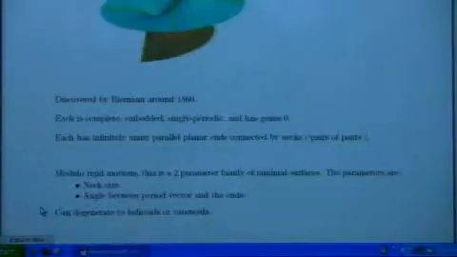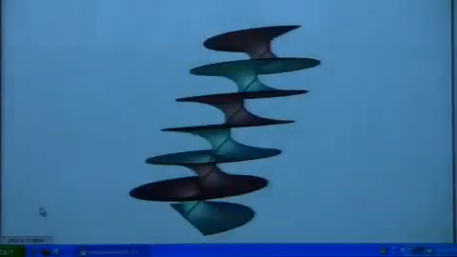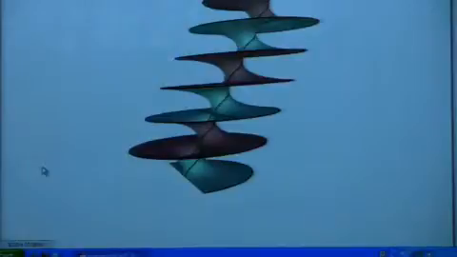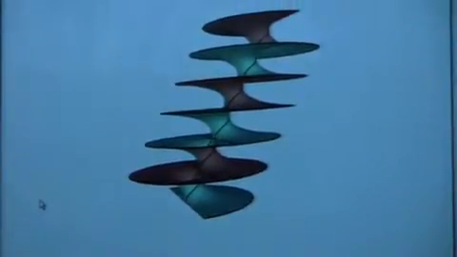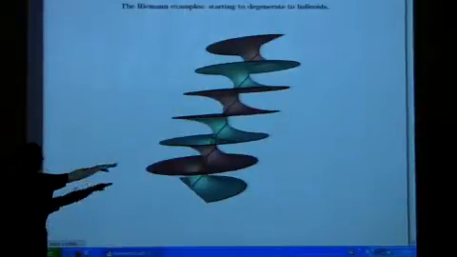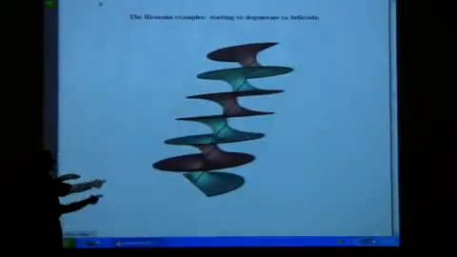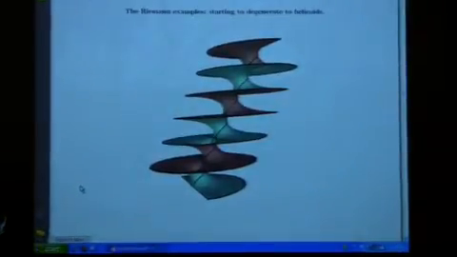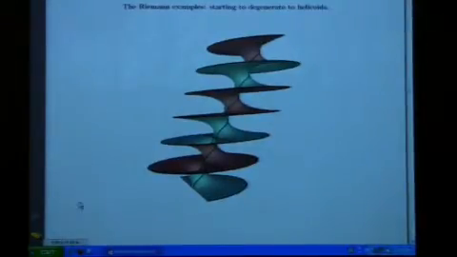Okay, so this is the family called the Riemann examples. Here's another picture where you start to see a little bit more of this degeneration. You notice that the planes are roughly parallel, horizontal like that, and now the period vector has become almost vertical. If you look at that, and maybe squint a little, you can almost see two helicoids forming, one going down and one going up.